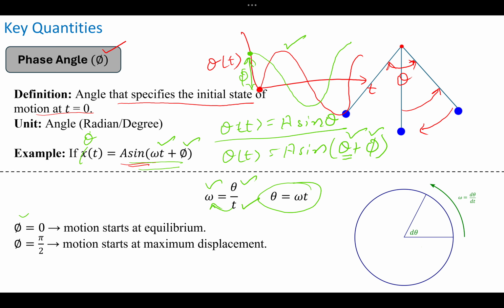Now if phi is equal to 0, the motion starts at equilibrium, like in the case of the red signal. If phi is pi by 2, instead of 0, it will no longer be the previous red signal. If phi is not 0 and is pi by 2, then it will start at the maximum displacement. So whatever the initial position of the body is, at time equal to 0, that will be our phase angle.